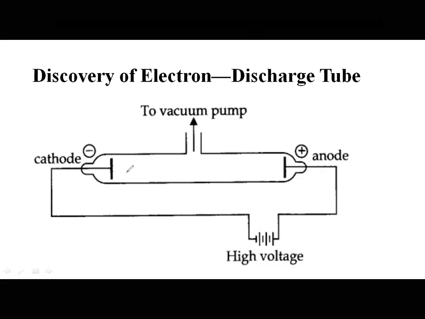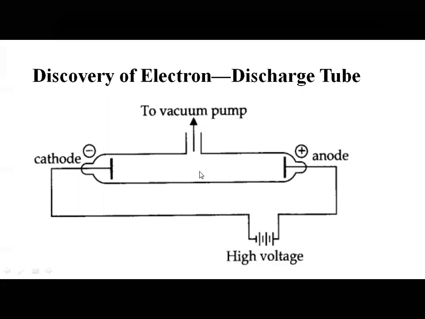This is a cylindrical glass tube, which has two metal plates at its terminals. One is the cathode, negatively charged. The other one is the anode. We call them electrodes also. Then this is the vacuum pump to generate vacuum here. Entirely vacuum should be generated. Then a high voltage is applied from the power supply. And gas at very low pressure is taken.